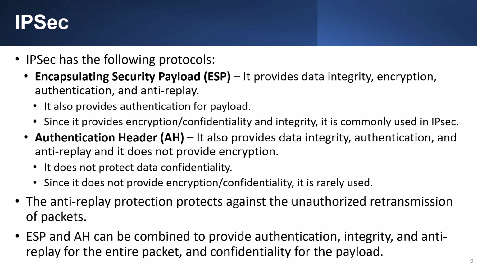Authentication Header, or AH, also provides data integrity, authentication, and anti-replay, but does not provide encryption. It does not protect data confidentiality. Since it does not provide encryption or confidentiality, it is rarely used. The anti-replay protection protects against the unauthorized transmission of packets. ESP and AH can be combined to provide authentication, integrity, and anti-replay for the entire packet and confidentiality for the payload.